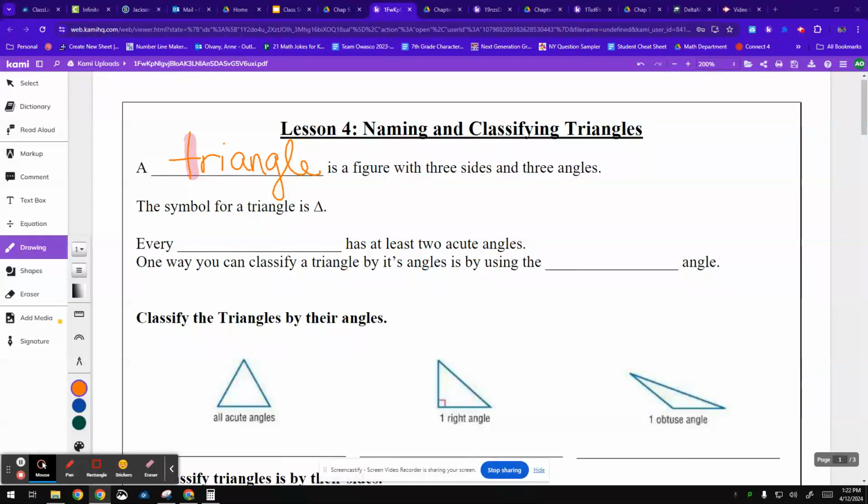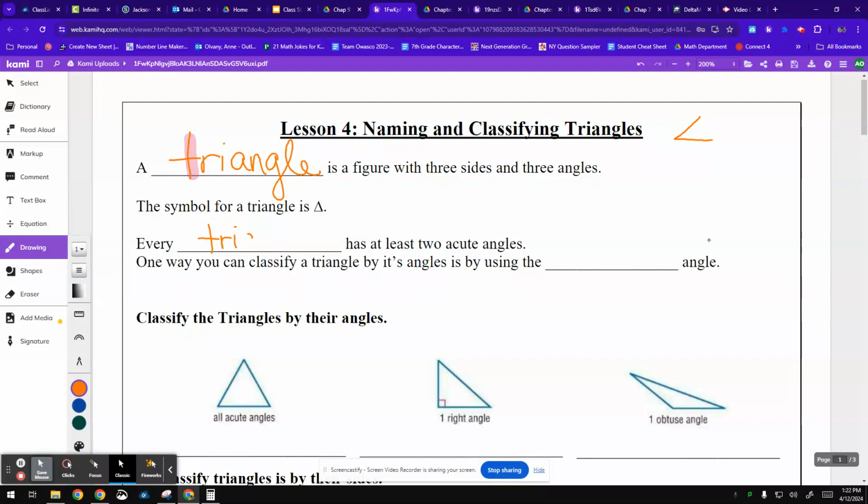A triangle is a figure with 3 sides and 3 angles. Just like we had a symbol for angle, which was this, we have a symbol for triangle. It looks like a triangle.